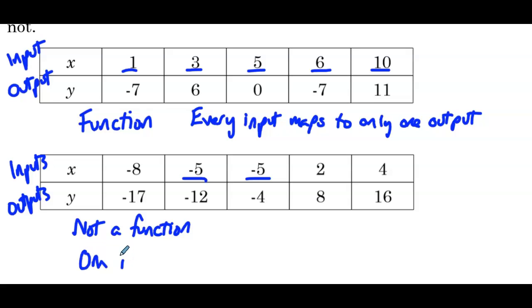And the reason is one input maps to 2 outputs. Right? More specifically, the input of -5 maps to both -12 and -4.